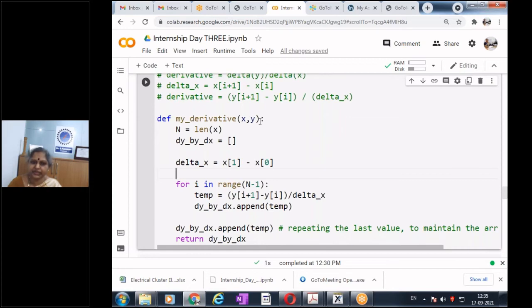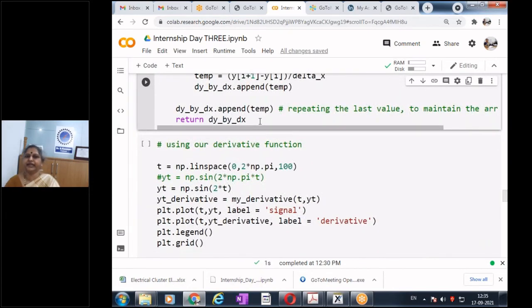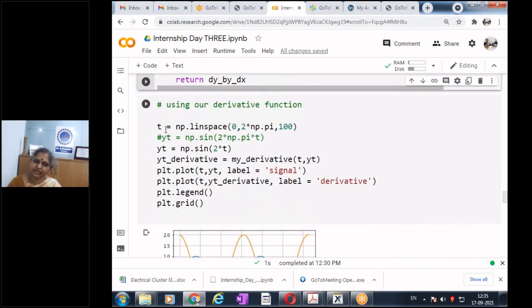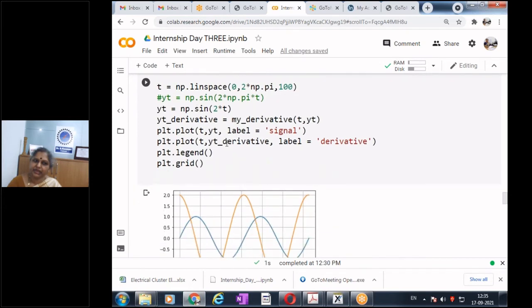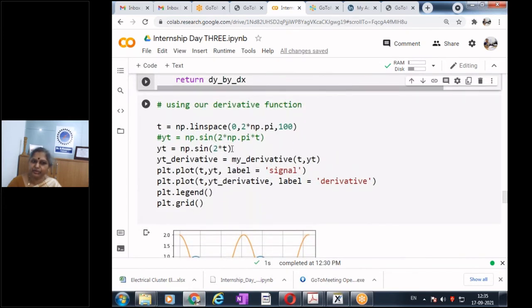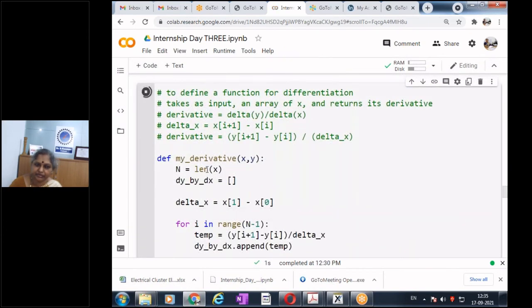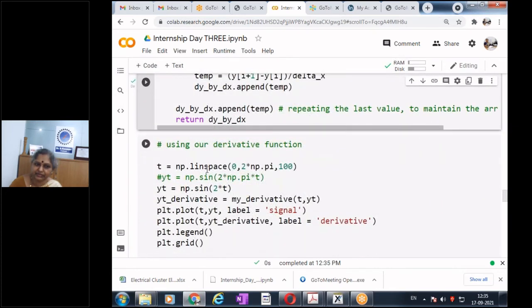Have you done this? Then I try to call the function. So then I'm defining my time. Then I am defining my y of t as a sine function. Then I am calling my derivative and I'm plotting the signal and the derivative. So let's run the earlier cell and let's run the next cell.